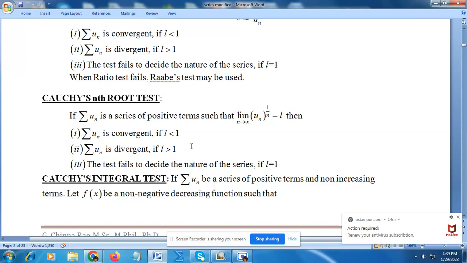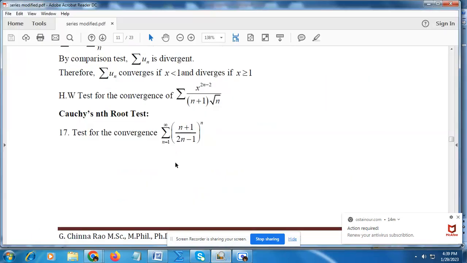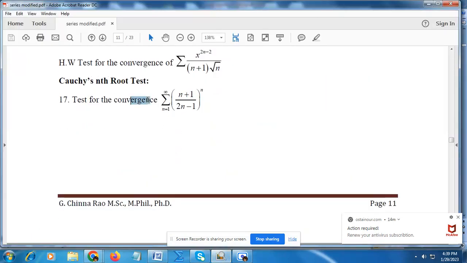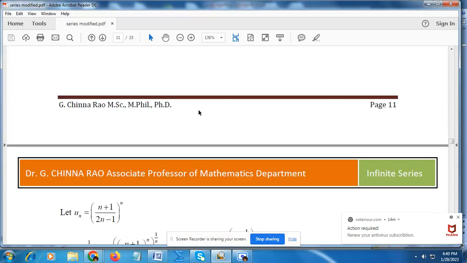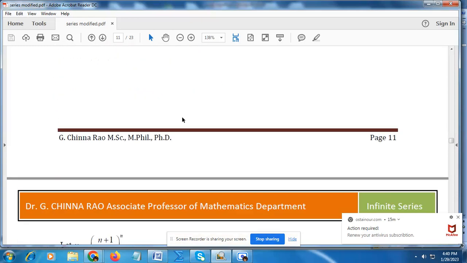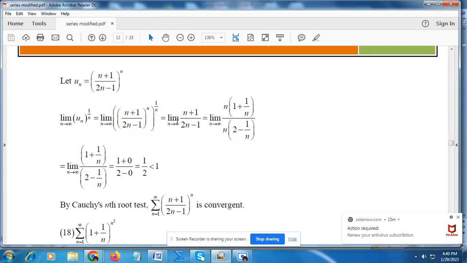Now we go for the problem about Cauchy's nth test. Test for the convergence of sigma (n plus 1 by 2n minus 1) whole power n. If the nth term is power of n, then use Cauchy's nth test. It is an advantage to discuss convergence. So un is (n plus 1 by 2n minus 1) whole power n.